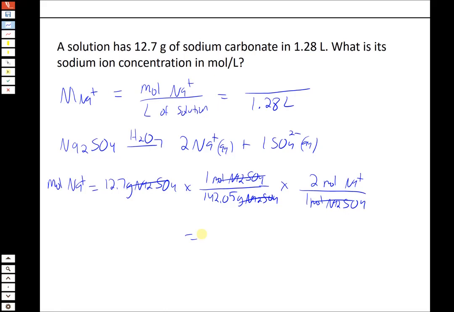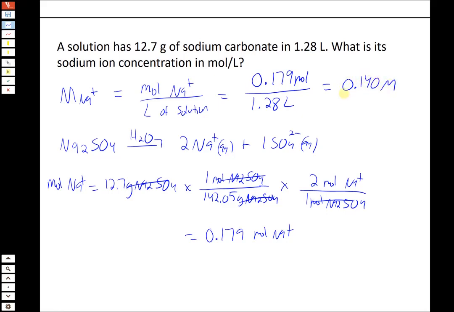And that's probably the step. This last one here is probably the step that most people would have forgotten on this problem. So we get 0.179 moles of Na plus. So that goes back in here to calculate molarity. And then the molarity of that would be 0.140 or 139, depending on how you round it.